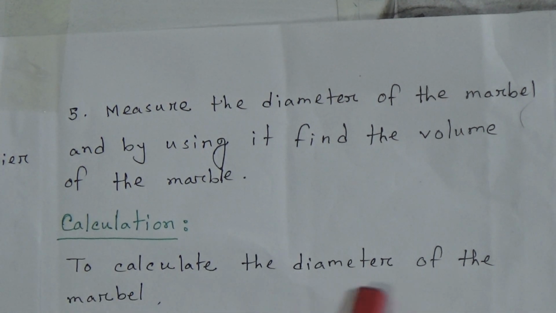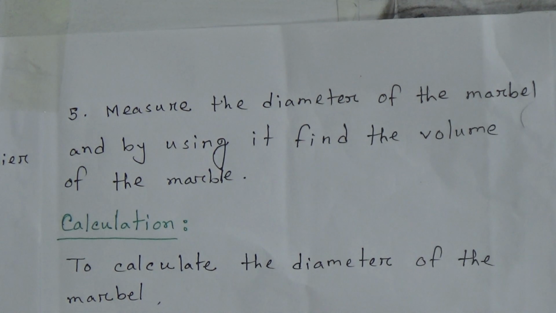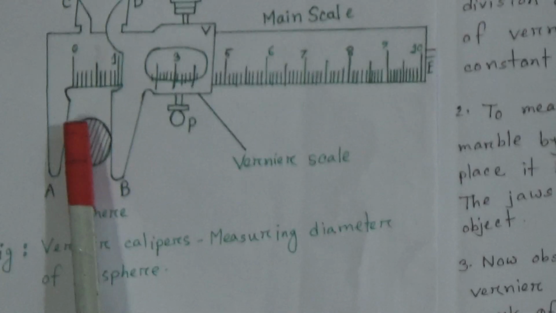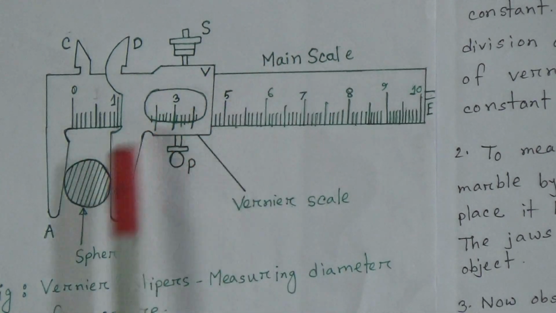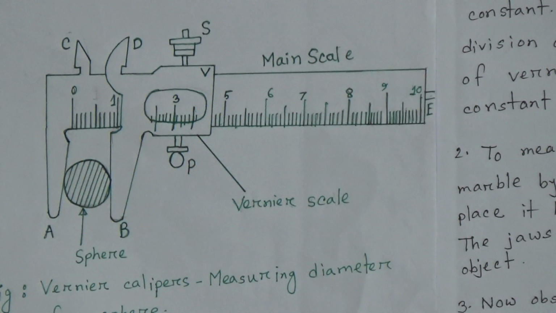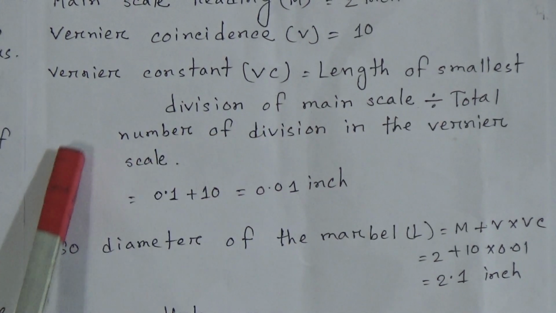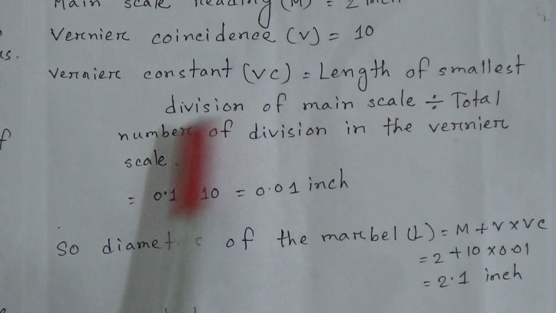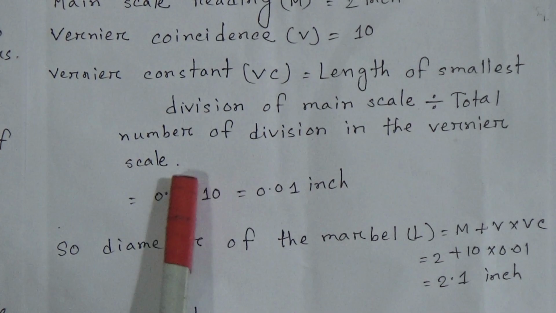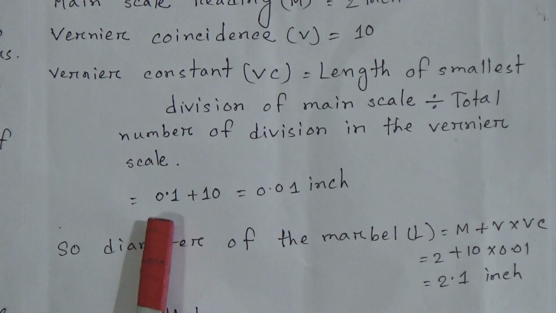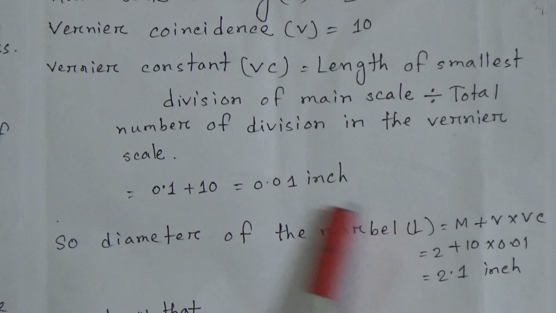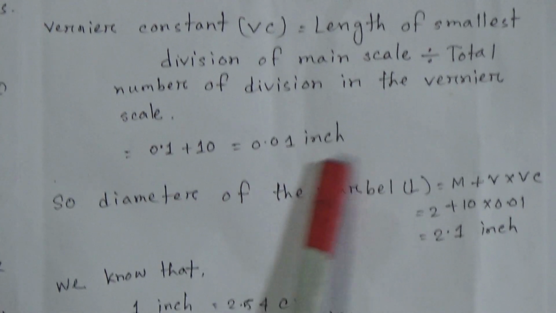To calculate the diameter of the marble, the main scale reading M equals 2 inch. Suppose the main scale reading of the marble is 2 inch, then the Vernier coincidence V is 10. Then the Vernier constant equals the length of the smallest division of the main scale divided by the total number of divisions of the Vernier scale. That means 0.1 divided by 10 equals 0.01 inch. Here the Vernier constant is 0.01 inch.